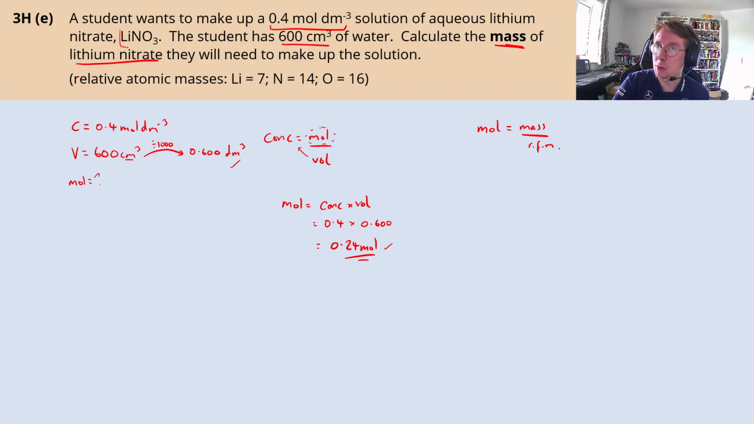So what we need to do is find the relative formula mass of lithium nitrate, because we've already got the moles, and then we can rearrange this to find the mass. So the relative formula mass of lithium nitrate is going to be: lithium has an atomic mass of 7, nitrogen is 14, then there are 3 lots of oxygen, so 3 lots of 16, which is equal to 69.